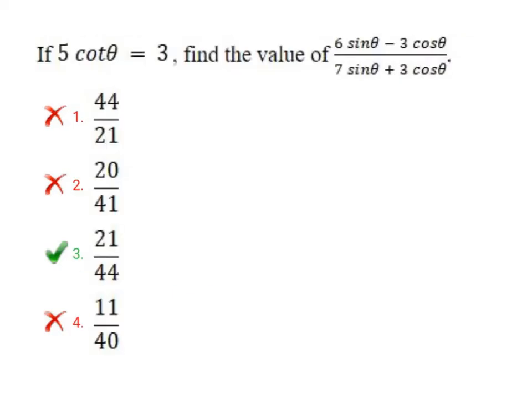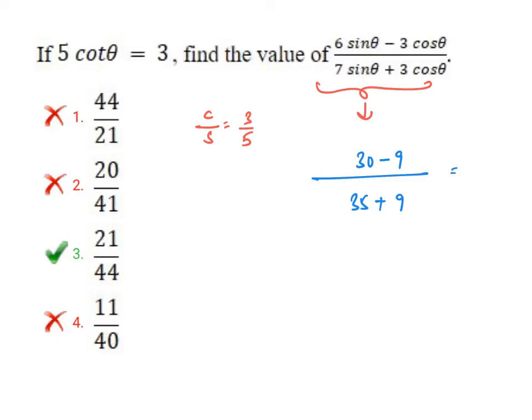If cot theta is equal to 3 by 5, cot theta you can write as cos by sine. So, cos by sine is equal to 3 by 5. So, it is anyway a homogeneous expression. So, you can directly substitute the values of cos and sine. So, I can say 6 into 5, 30, minus 3 into 3, 9, 7 into 5, 35, plus 3 into 3, 9. It becomes 21 by 44. So, that's the answer there.